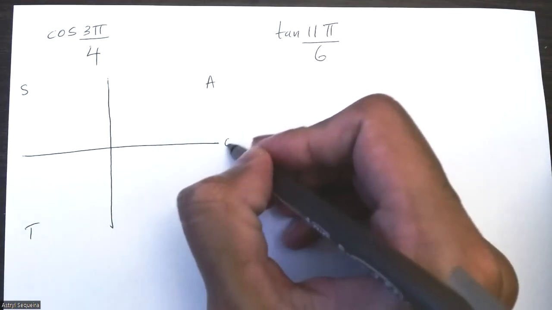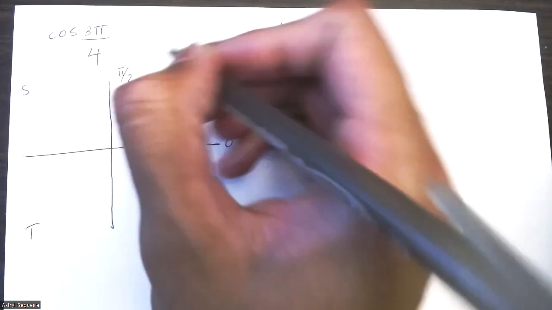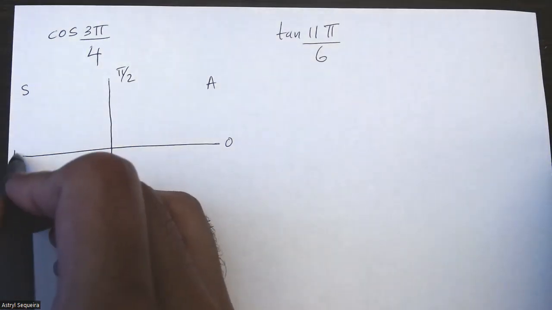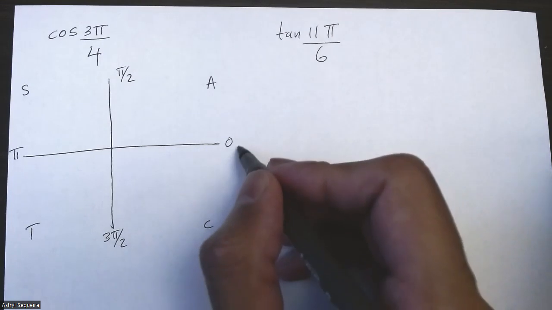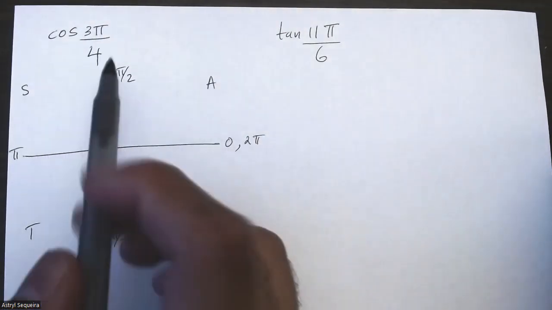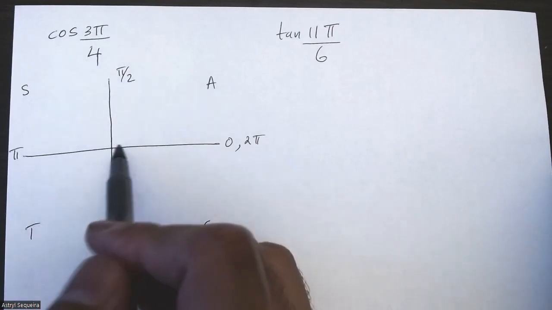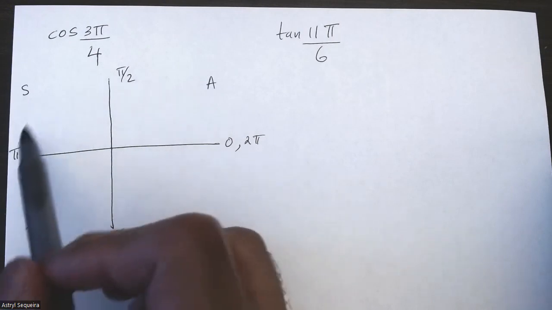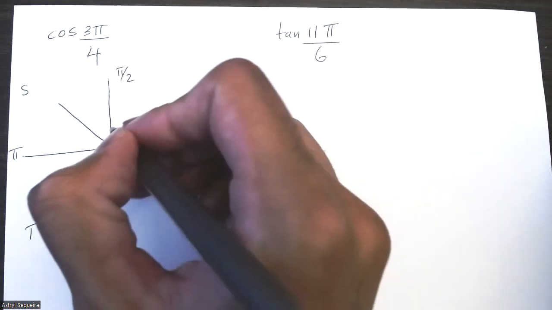Remember, we start with 0 over here and we go in the counterclockwise direction. So here we have pi over 2 or 0.5 pi. This is just pi. This is 3 pi over 2 or 1.5 pi. And then we're back to 2 pi in one full circle. So which quadrant does 3 pi over 4 lie in? Well, 3 pi over 4 is between pi over 2 and pi. It's going to be here in the second quadrant.